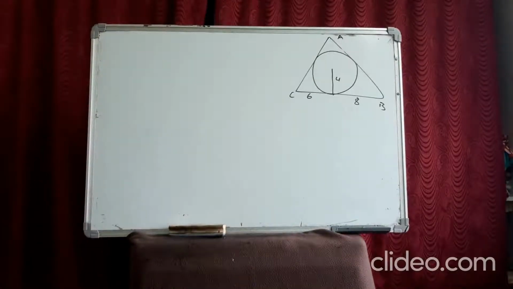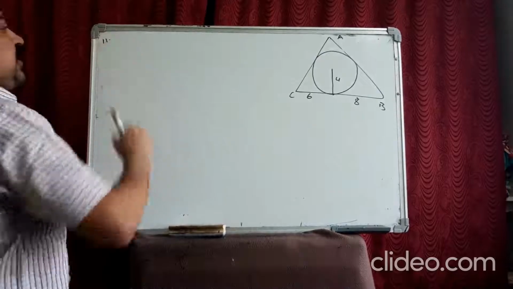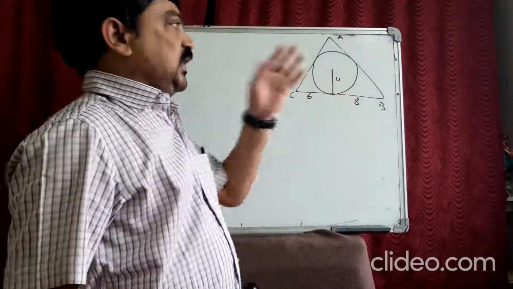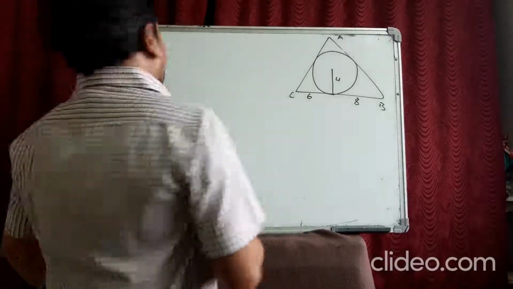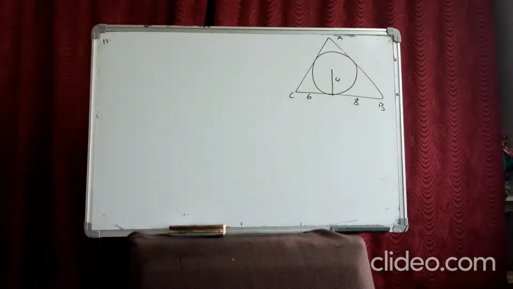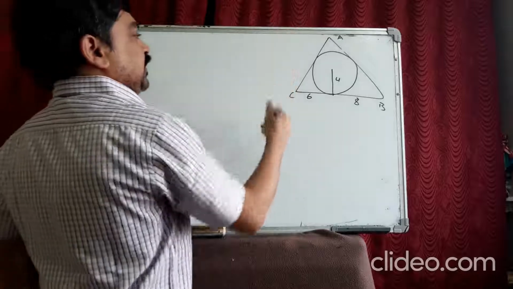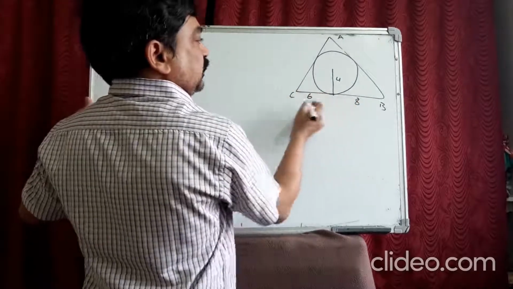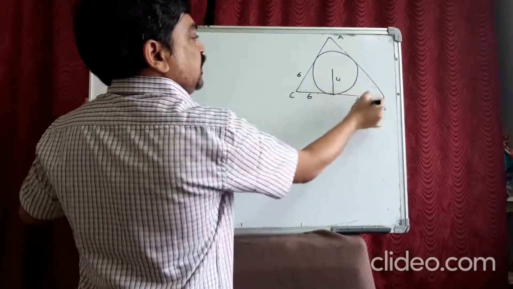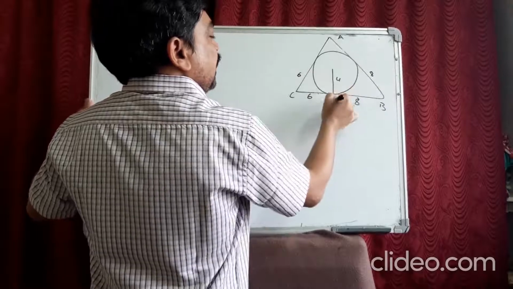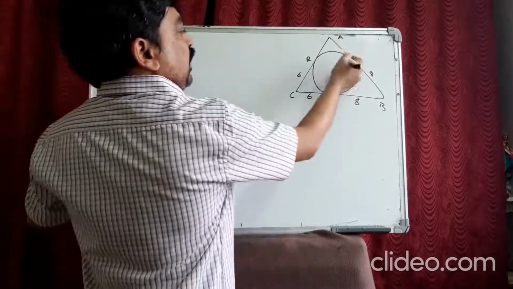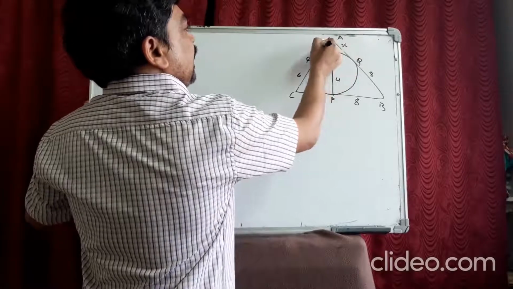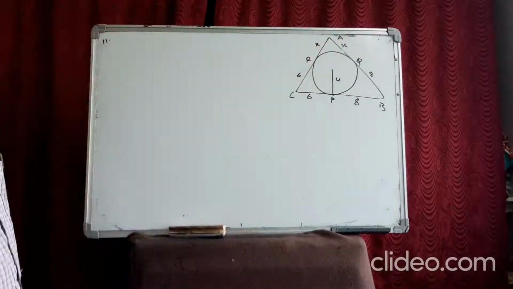See, in this question, the 12th question, a triangle is given circumscribing a circle with these dimensions. The radius of the circle is 4, and you are asked to find the sides AB and AC. We know this is 6. If this is 6, obviously this will be 6, and this is 8, obviously this will be 8. Let us name the points of contact PQR. And if this is x, this will be x, because these are the lengths of the tangents.